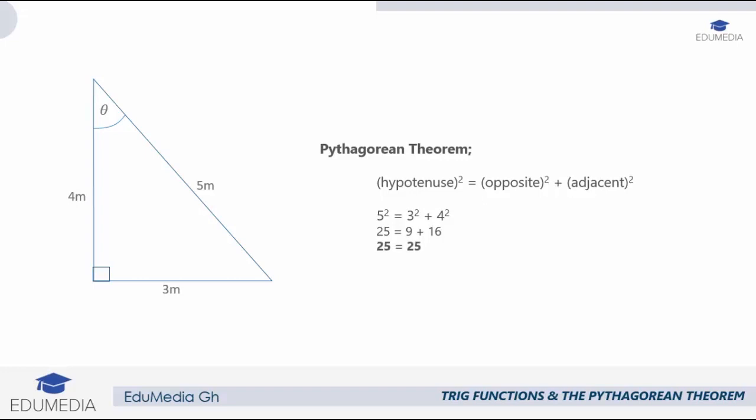This means this is truly a right angle triangle, because according to the Pythagorean theorem, this should be true at every instant. If one side is less than the other, then there's something wrong, and it means that this is not a right angled triangle. That is what it simply means.